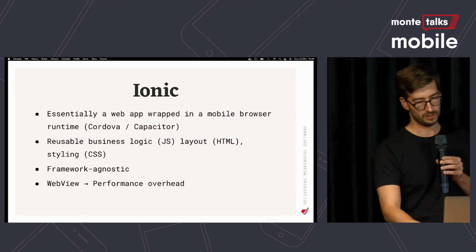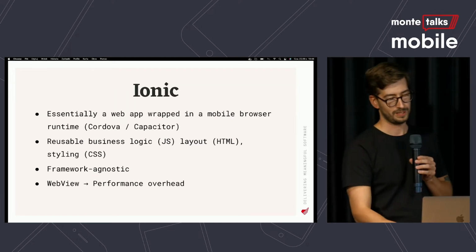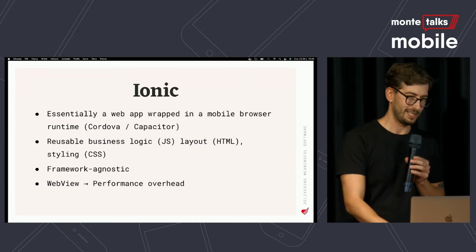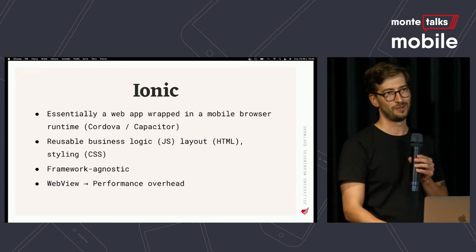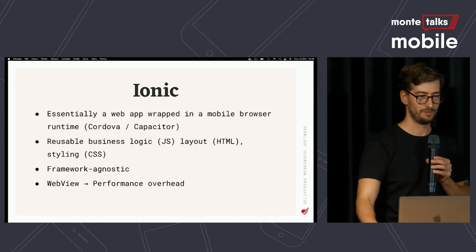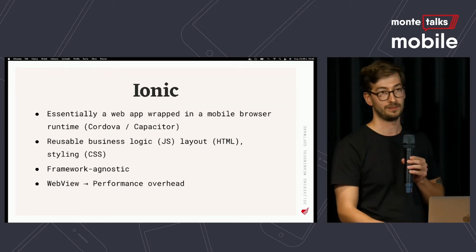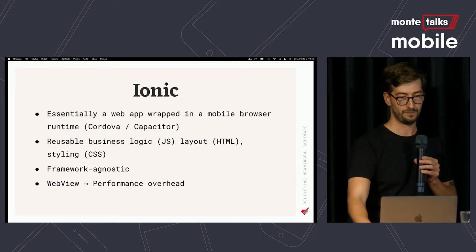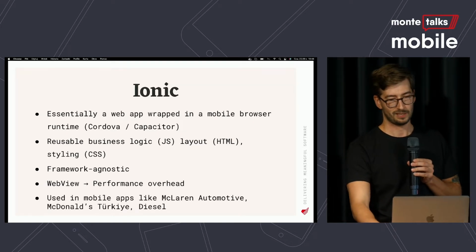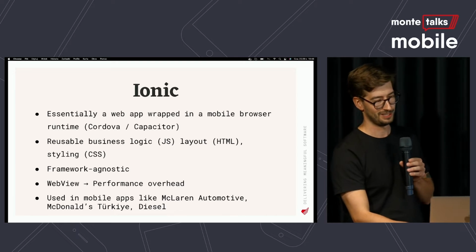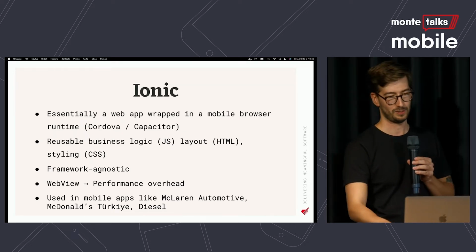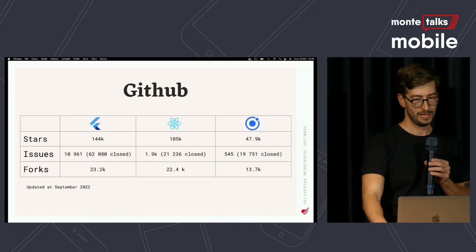Possibly, because it runs in a WebView, we can have some performance overhead, but these days I would say it's not really true, because we have really fast phones. But we also have to remember about people who have older ones, and there might be some issues. It is also used in McLaren Automotive, Turkish McDonald's, Diesel, so those are a few examples of Ionic apps.